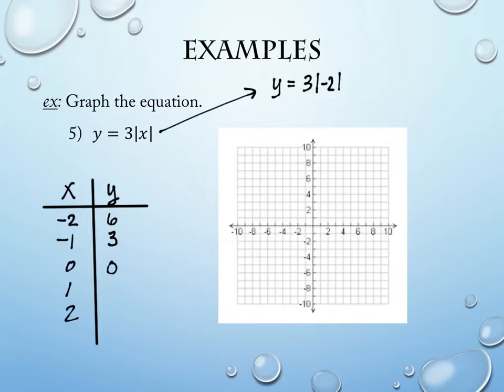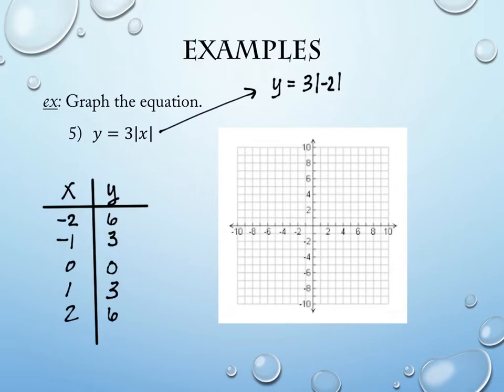1. Absolute value 1 is 1. And then 1 times the 3 in front? 3. And then the absolute value of 2? 2 times the 3 in front? 6. So here are 5 points, and we're going to plot them.